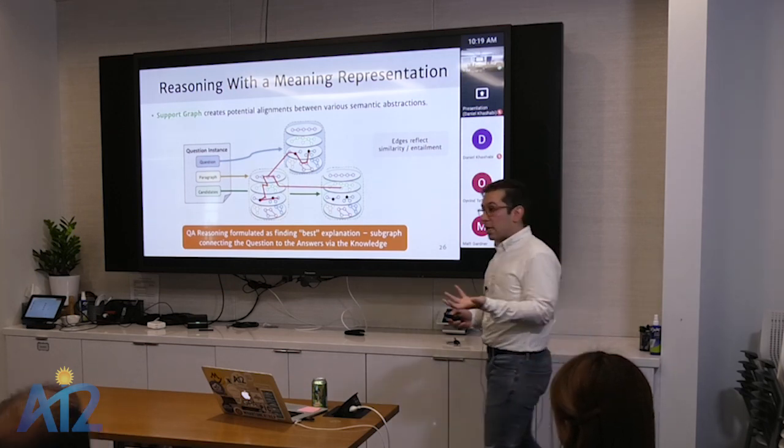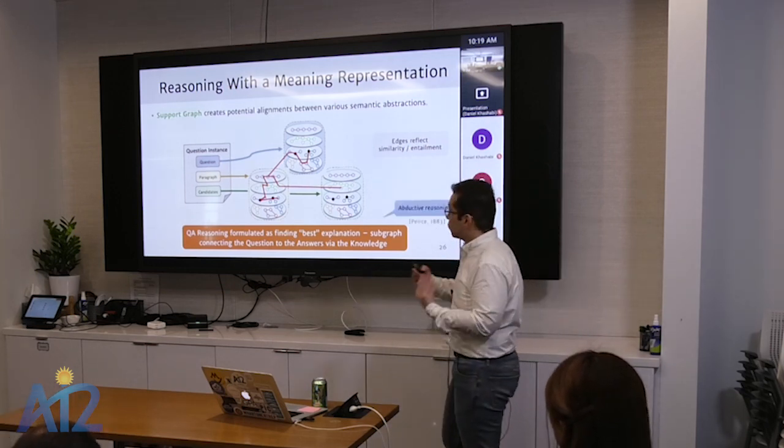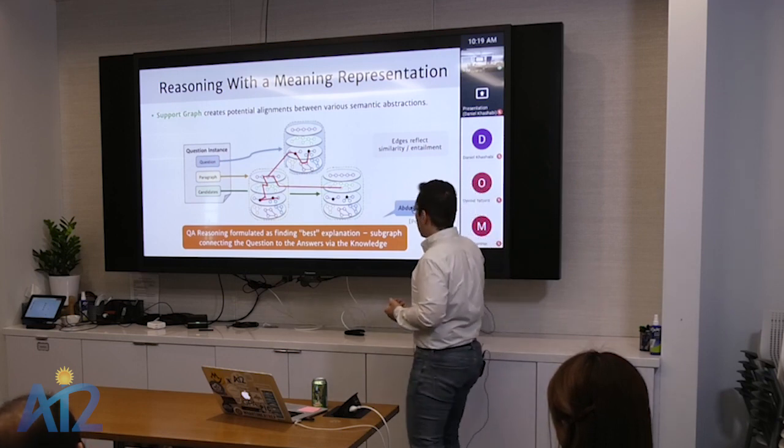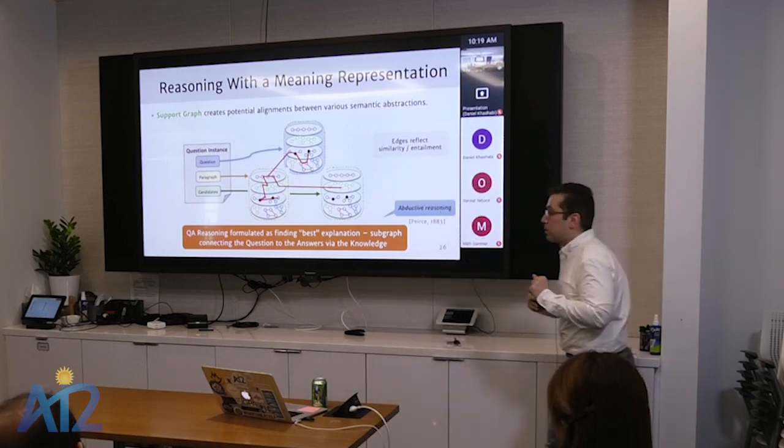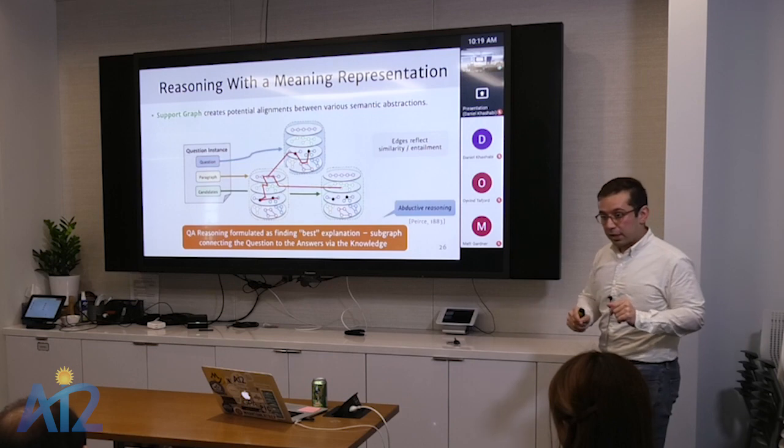If you're familiar with the classical AI literature, this is something that has traditionally been studied under abductive reasoning: finding the best explanation given the information that is given to you.